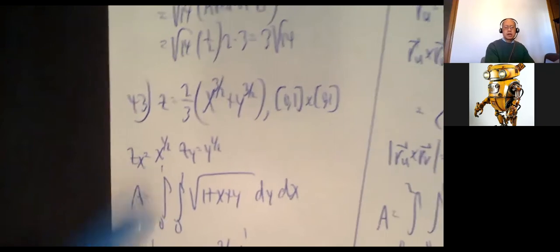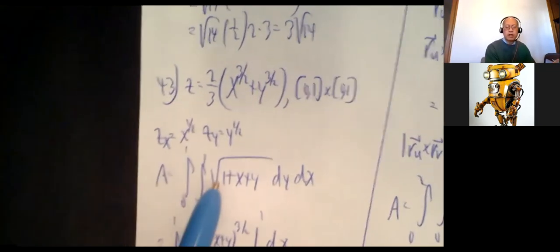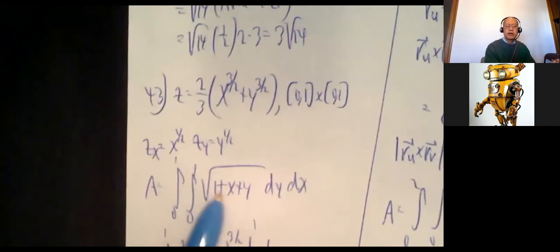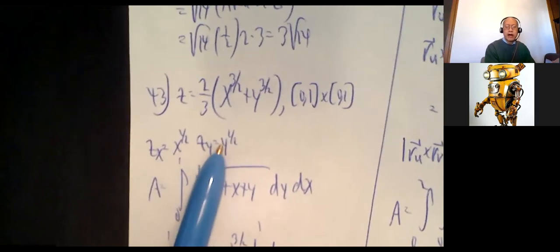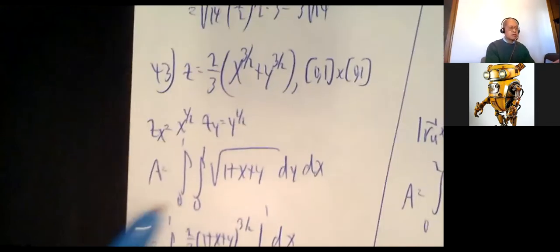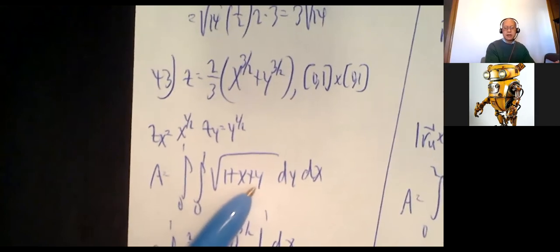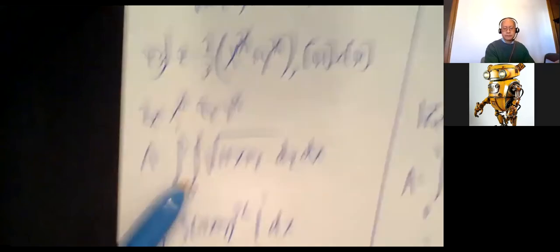So by the formula, it's a double integral, 0 to 1 for x, 0 to 1 for y, of the radical of 1 plus z sub x squared, radical x squared is just x, plus z sub y squared, radical y to the 1/2, square root is just y. So I just have this integral, which seems like it should be easy, but it's not as nice as you might think. Sort of okay, but not quite.